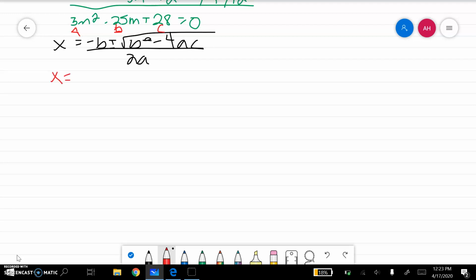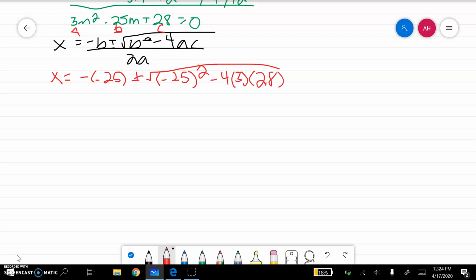So I've got x equals negative, and then b is negative 25 plus or minus the square root of b squared. So b is negative 25 squared minus 4 times a is 3, and c is 28. And that's all over 2 times a, which was 3. All right, then you're going to simplify.